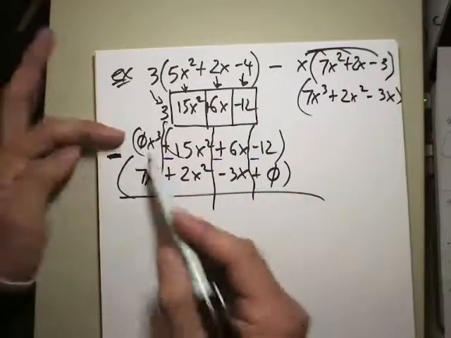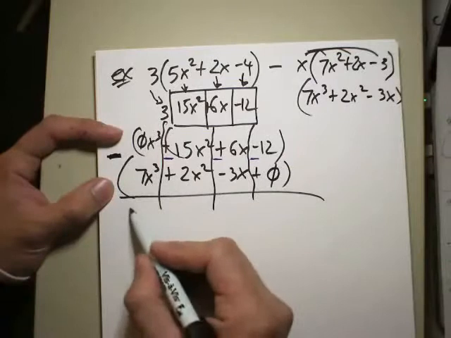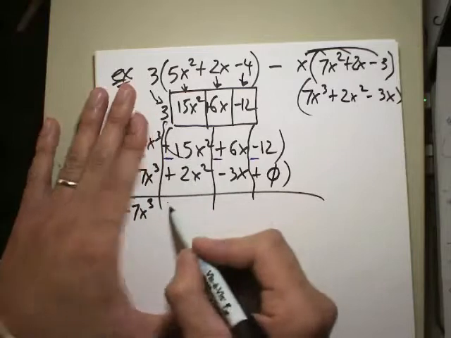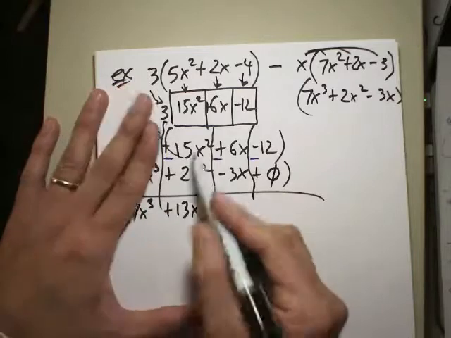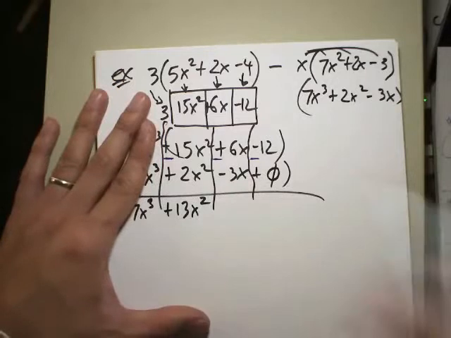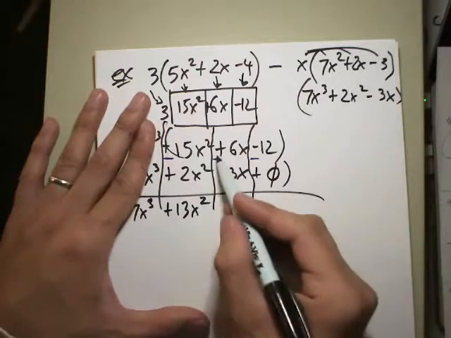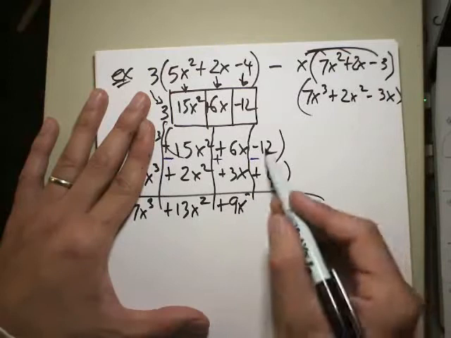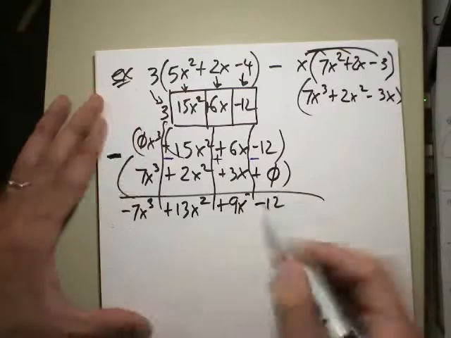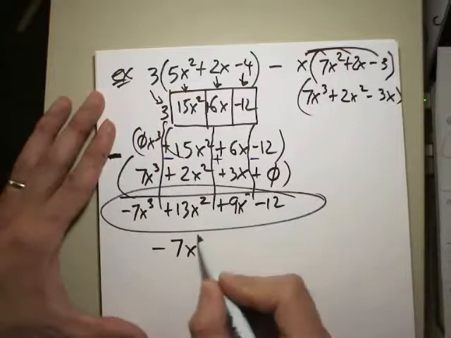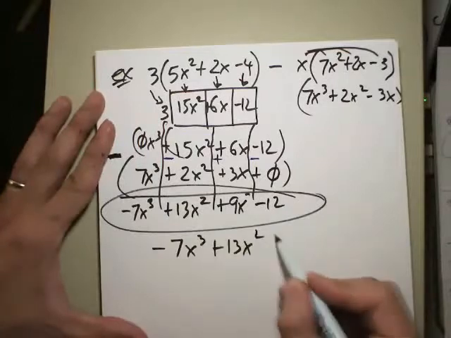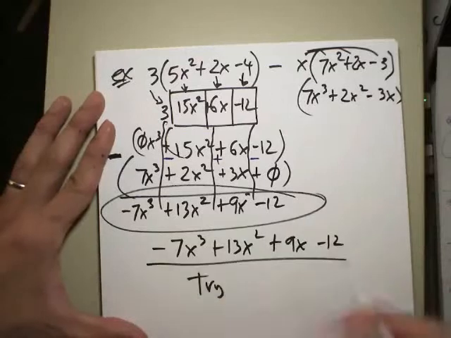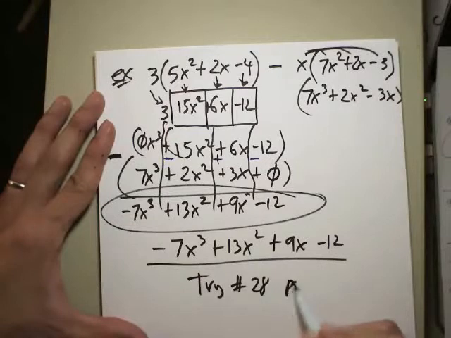0x to the third minus 7x to the third is going to get you negative 7x to the third. 15x squared minus 2x squared is going to get you 13x squared. It's positive, so I remember to put the positive sign in front. 6x minus negative becomes positive, so it's going to become positive 9x. And negative 12 minus 0 is still negative 12. So my final answer for this one is going to be negative 7x to the third plus 13x squared plus 9x minus 12. Okay, I want you to go ahead and try number 28 on page 392.